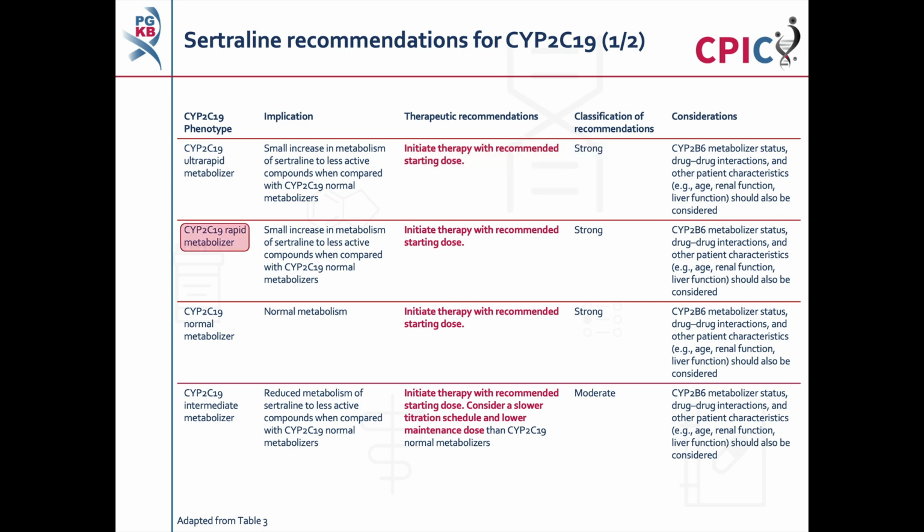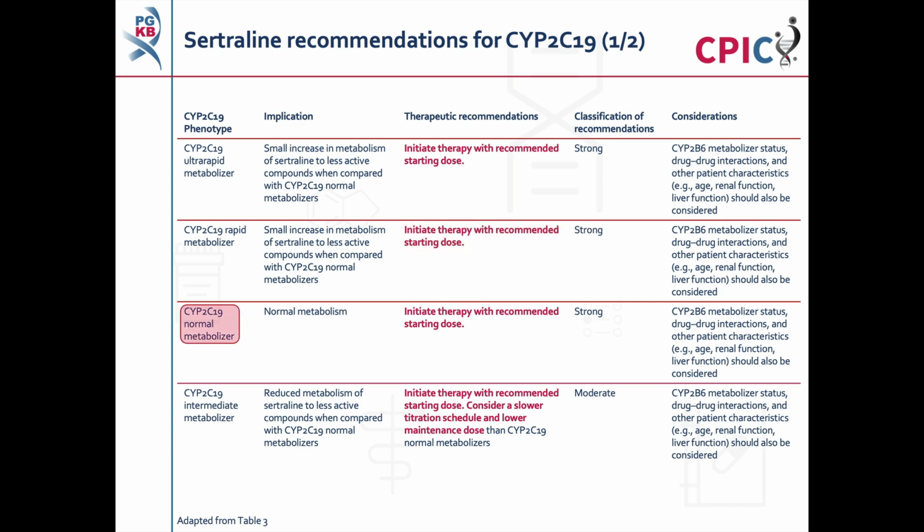Patients with the CYP2C19 rapid metabolizer phenotype will have a small increase in metabolism of sertraline compared to normal metabolizers. These patients can begin sertraline therapy at the recommended starting dose. This is a strong recommendation.